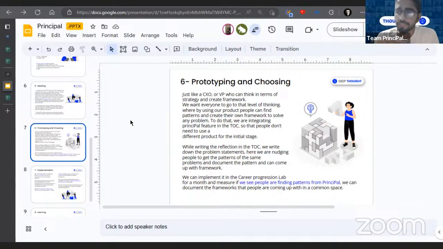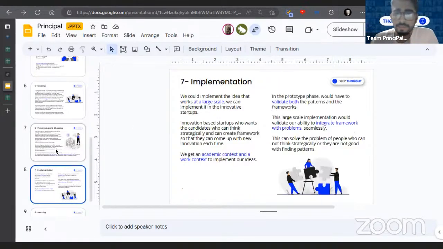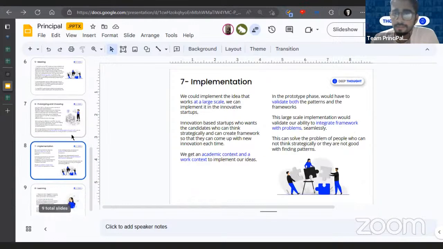So what you can do is, your team can go and check the various problems, and after discussion, they can come up with the framework. That's the main problem we are solving from the Principal. Yeah. Shamita, would you like to go ahead?